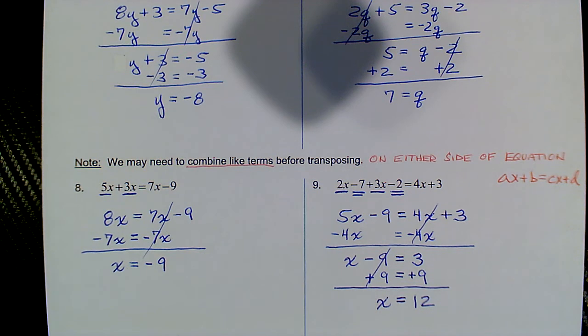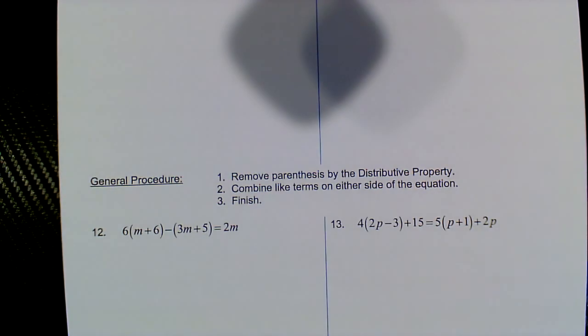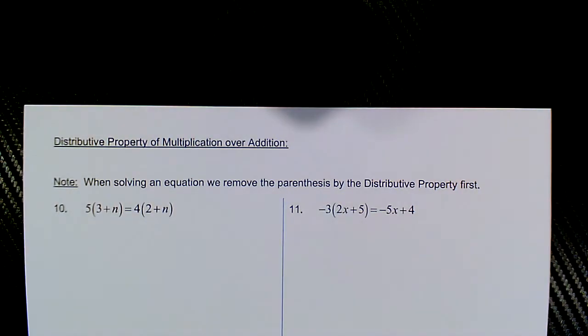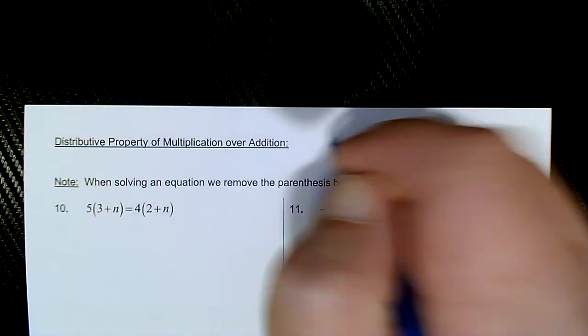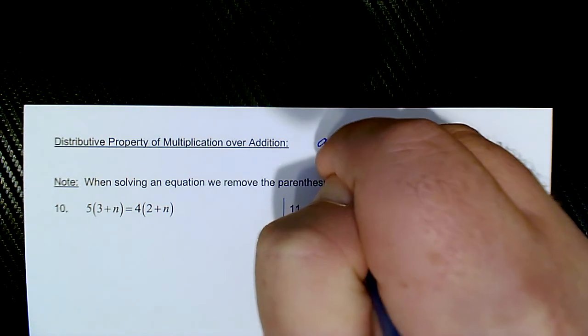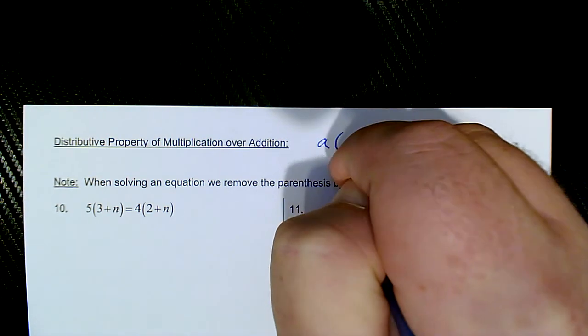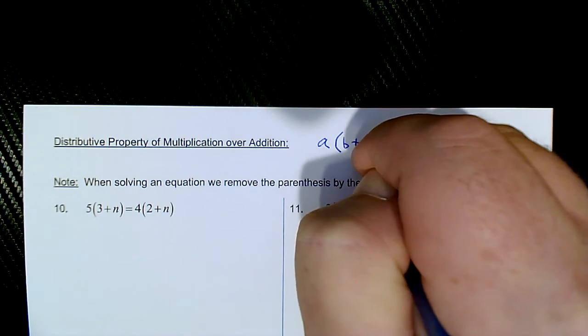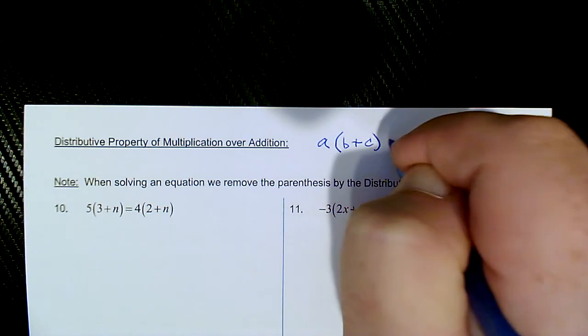Alright, so now extending the concepts even further, we have what is called the distributive property of multiplication over addition. And I didn't state it, I wanted us to write it out, and we're going to write it in general. It's A being multiplied by a sum, and we'll call it B plus C.